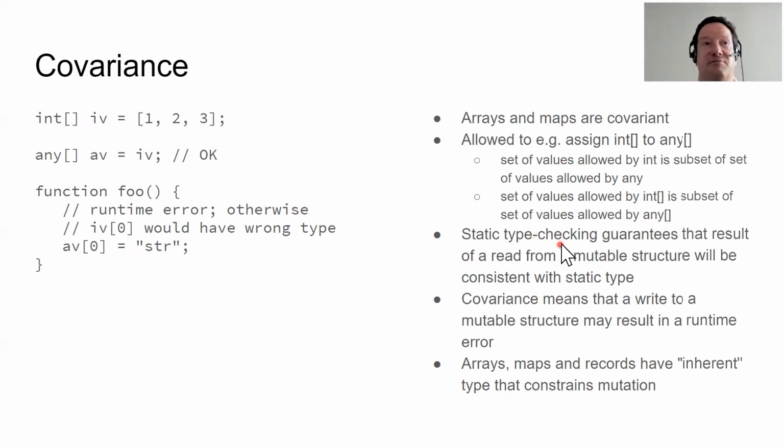So what static type checking guarantees you is that when you read something from a mutable structure, you will get the right result. Writes into a mutable data structure can still fail at runtime in specific cases like this. And that's a trade-off we decided to make.